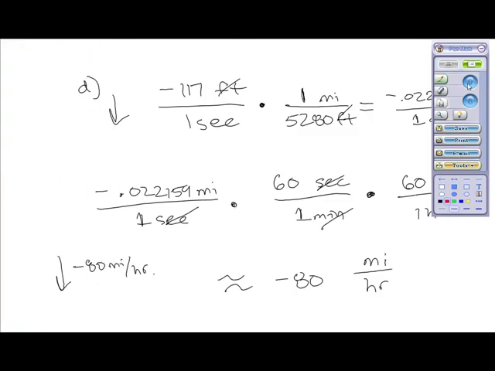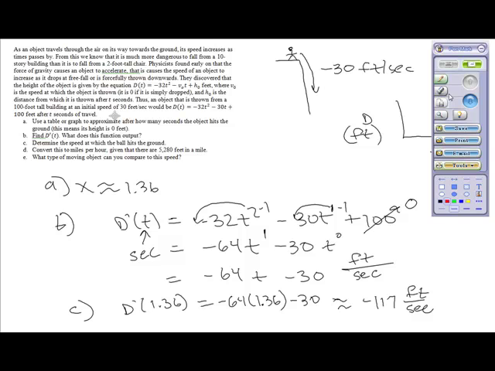And in part E, we want to know what type of moving object. So yeah, we said faster than a speeding car on a freeway.